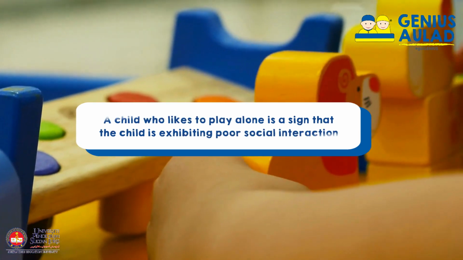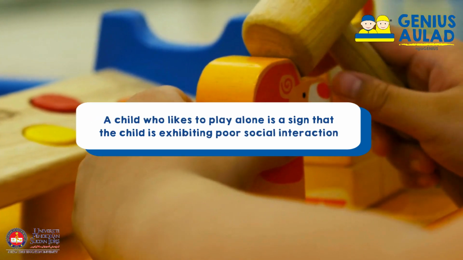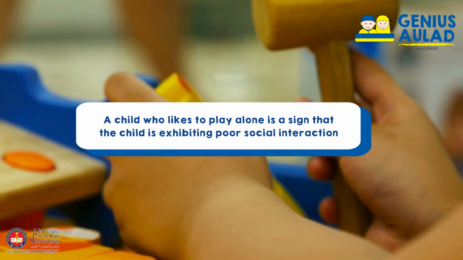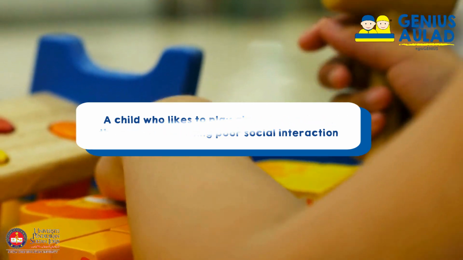For example, a child who likes to play alone may be exhibiting poor social interaction, which is commonly known as a restricted, repetitive behavior of an ASD child. But for the parents, it's like, oh, they like to play on their own. Secondly, speech and language delays can be misunderstood or go unnoticed because parents feel, I know what she wants or what he wants.